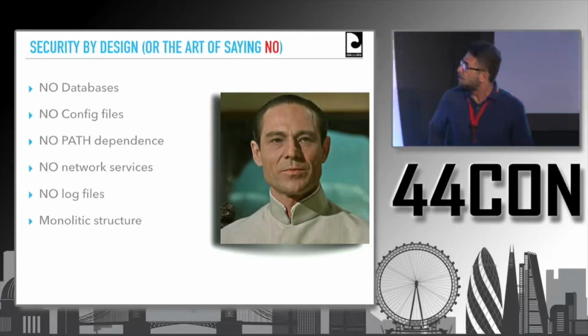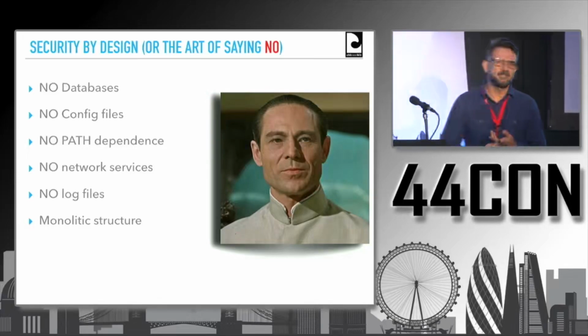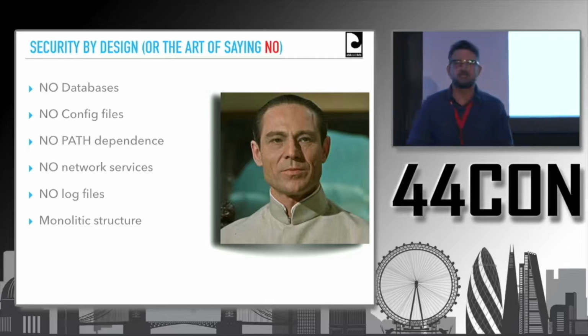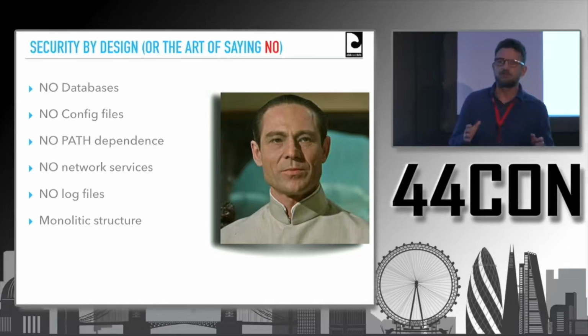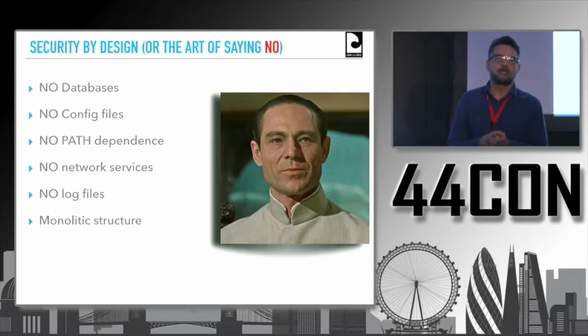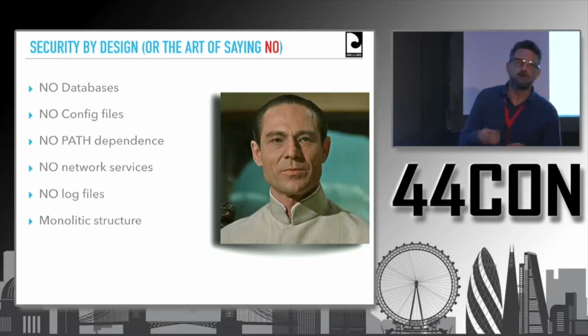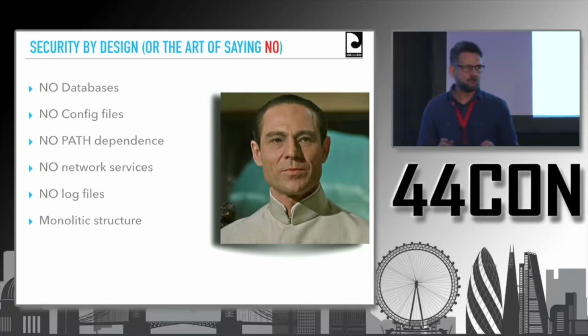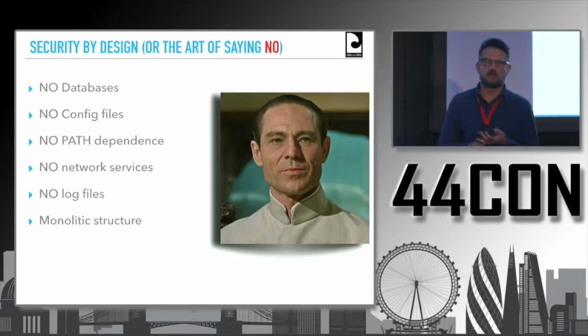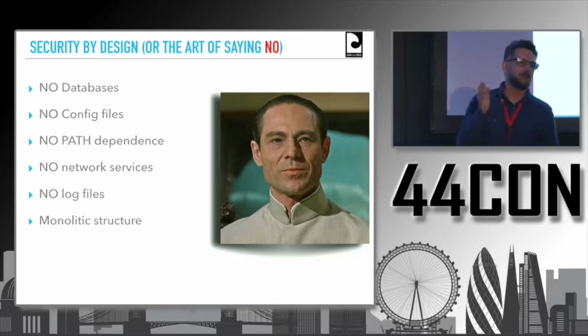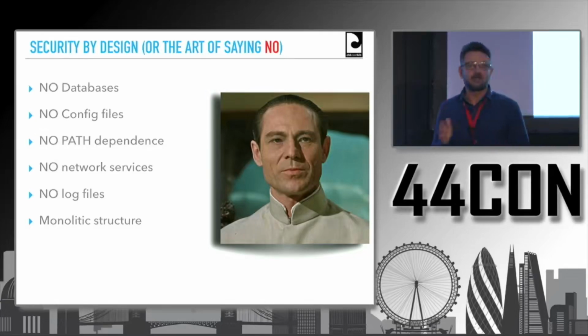Chkrootkit is secure by design, or the art of saying no. No databases, no conf files, no path dependence. This path dependence is important because some Linux distros use Chkrootkit in the wrong way. You can install Chkrootkit using, for example, apt install chkrootkit. But in this case, Chkrootkit is installed in the path environment, basically in /usr/bin or in /usr/local/bin. This is not a good idea.